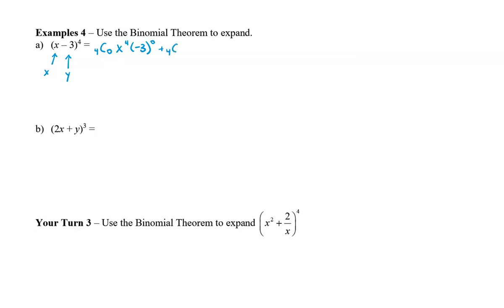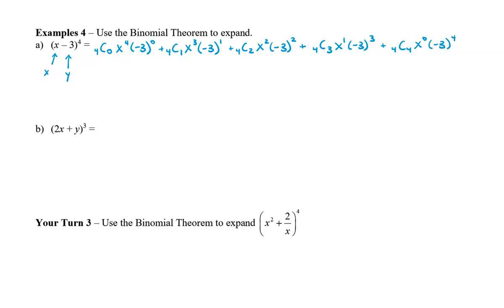And then now we have 4C1, and then it becomes x to the power of 3. We're going to decrease, negative 3 to the power of 1, plus 4C2, x to the power of 2. We're decreasing the x exponents, and then negative 3 to the power of 2. We're increasing the negative 3 exponent, plus 4C3, x to the power of 1, negative 3 to the power of 3. And then the last one is 4C4. We know to stop because it's 4C4, x to the power of 0, and negative 3 to the power of 4.